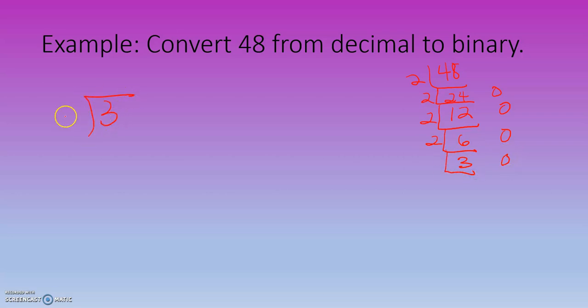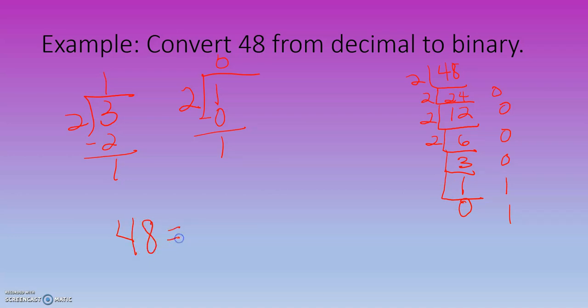3 divided by 2 is 1. Remainder 1. 1 divided by 2 is 0. Remainder 1. 48 equals, careful with your ones and zeros, 110000 base 2.